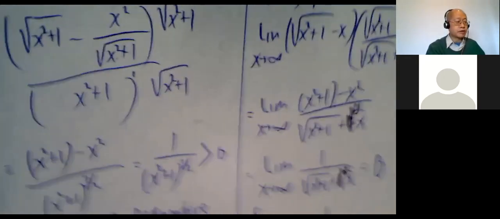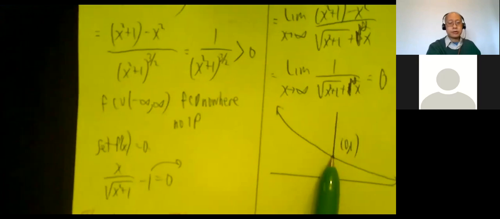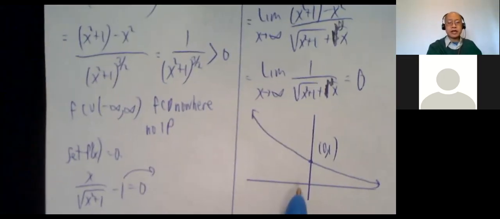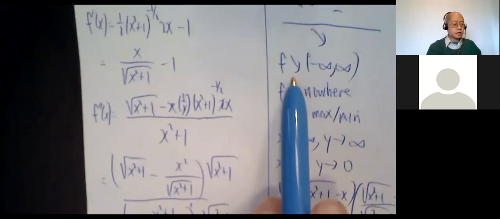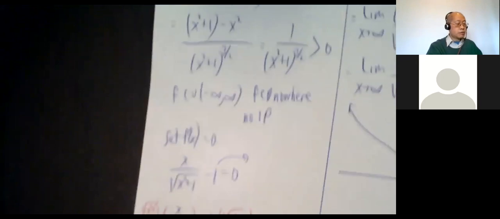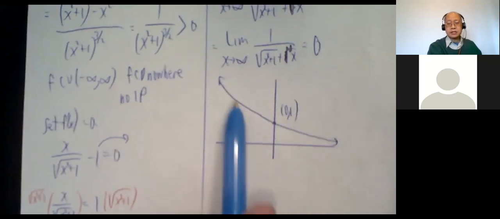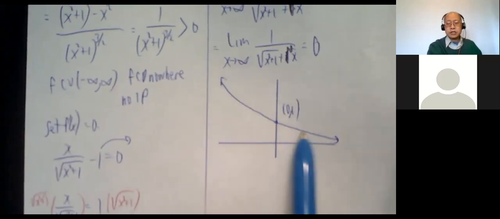Okay, so I have everything. I do have an intercept. When I plug in 0, I get 1, 0, 1. So here we are. The function is always positive, always above the x-axis, always decreasing, always concave up.